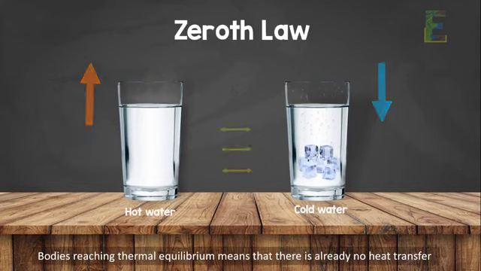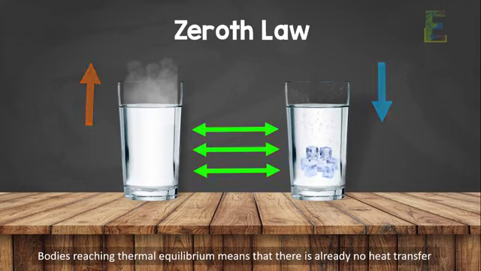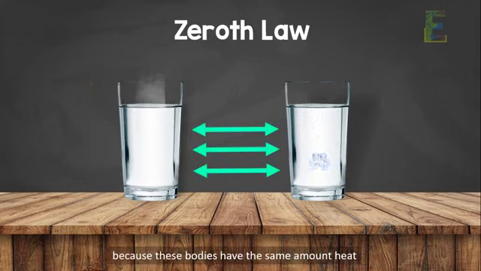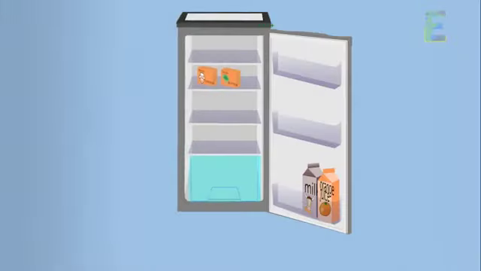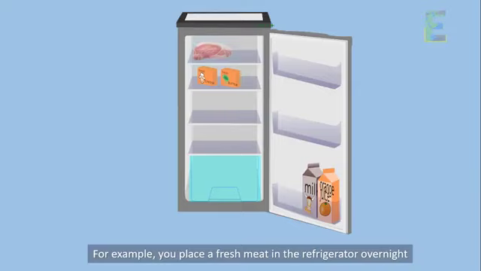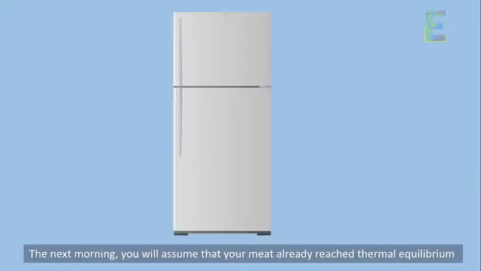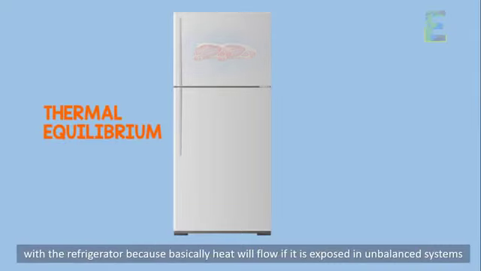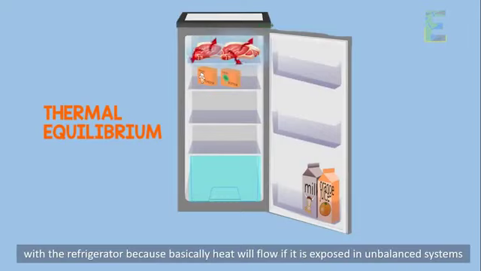Bodies reaching thermal equilibrium means that there is already no heat transfer because these bodies have the same amount of heat. For example, you place a fresh meat in the refrigerator overnight. The next morning, you will assume that your meat already reached thermal equilibrium with the refrigerator because basically, heat will flow if it is exposed in unbalanced systems.